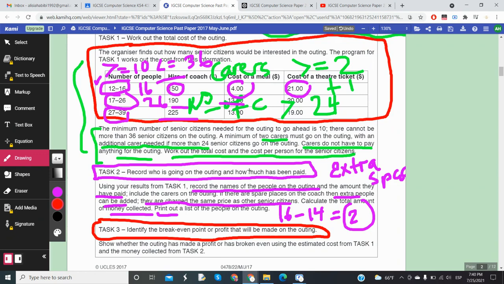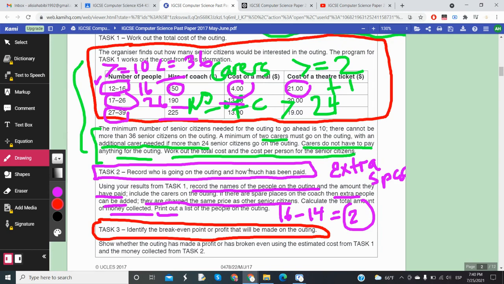outing and like I said, 14 people are going and it's a coach of 12 to 16. So it has a capacity to carry 16 people. Then if there are 2 extra spaces and someone wants to go, that will again be a profit. And again, whenever there are extra spaces, you've paid for the whole coach. So it doesn't really matter if 16 people are going or not. So it's still a profit.